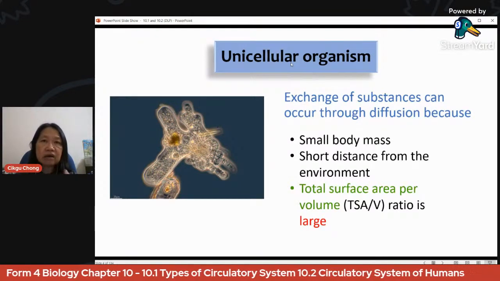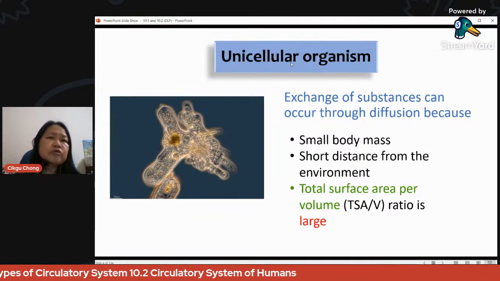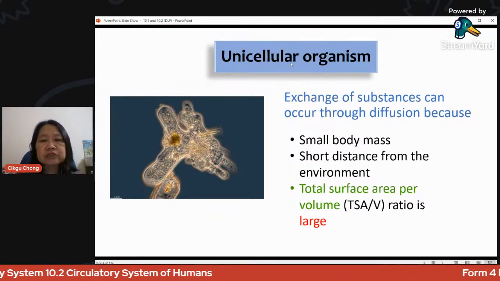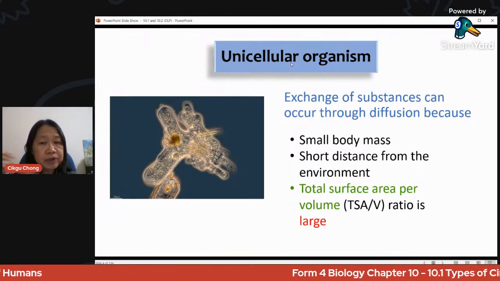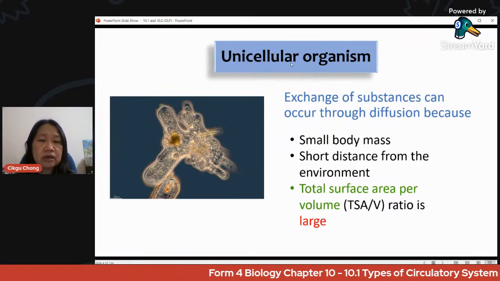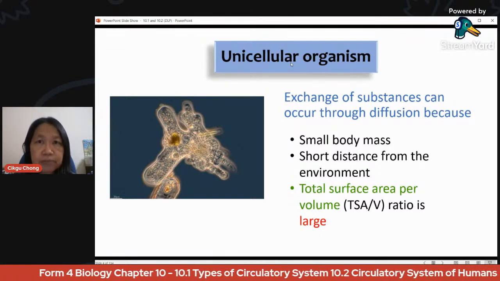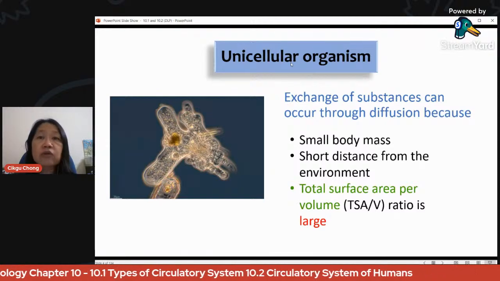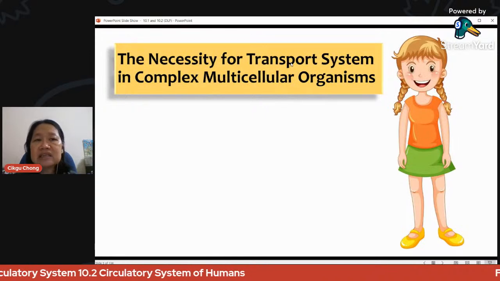So when organism becomes bigger and bigger, you find that the volume will increase much faster compared to the total surface area. So that if you take the total surface area per volume for a large organism, the answer will be actually very small. To illustrate that, you do a simple simulation of calculation. All right, now let me show you this. Before that, let me explain the necessity.